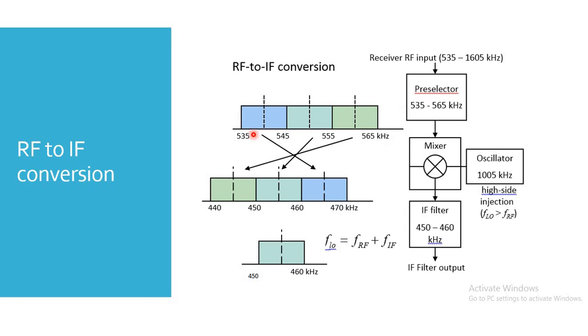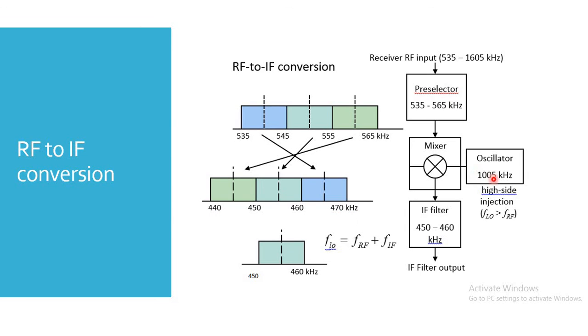Now the local oscillator is set to a value of 1005 kilohertz. If you have a look at this picture, your pre-selector stage has frequencies from 535 kilohertz to 565 kilohertz. Now these values are mixed with the input we are getting from the local oscillator, whose value is 1005. After mixing these two signals, we get the range of frequency 440 kilohertz to 470 kilohertz. So where are we getting 440 from? 1005 minus 565 is 440, and 1005 minus 535 is 470 kilohertz. So in this way this signal is down converted to the frequency band of 440 kilohertz to 470 kilohertz.